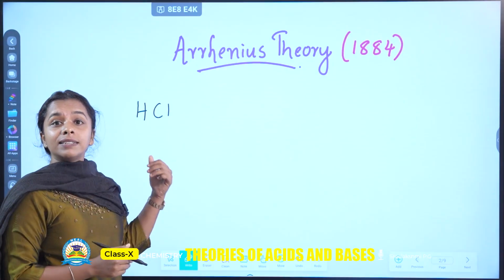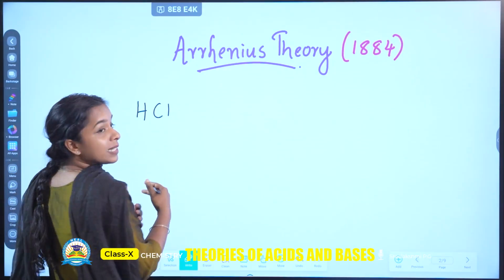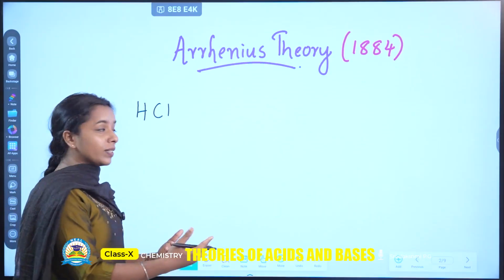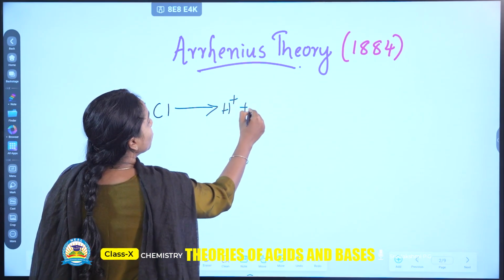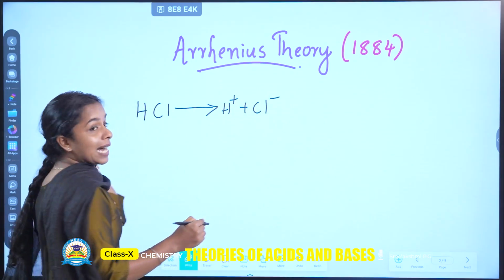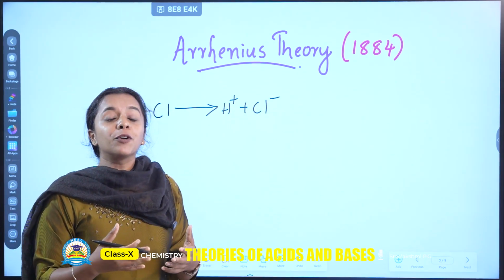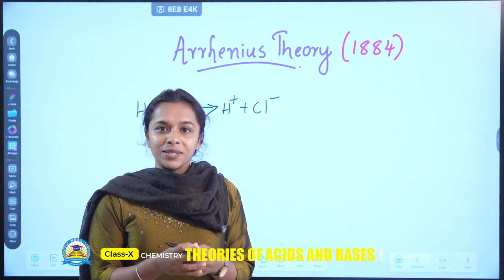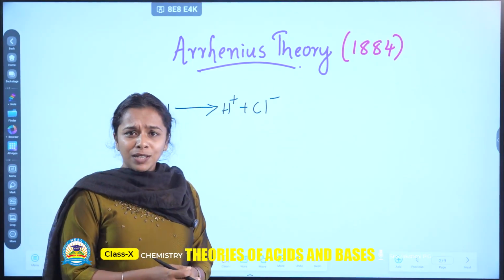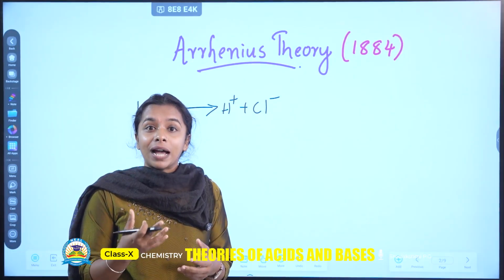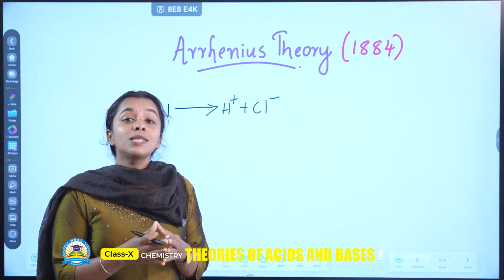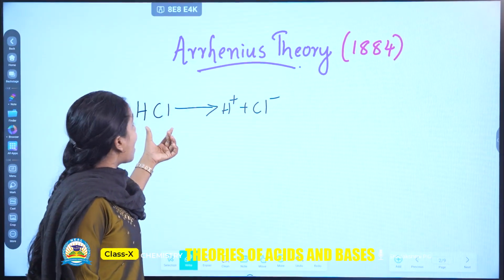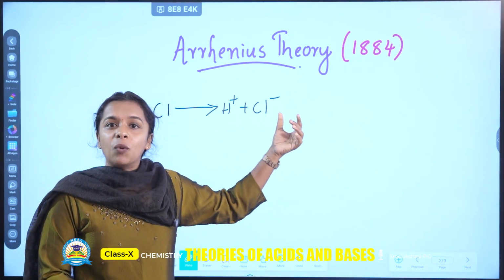So let us consider one acid, that is HCl. Okay, when you dissolve this HCl acid into water, it ionizes to form what? H+ plus Cl-. As we discussed, acid will produce what? H+ ions. That is what Arrhenius said. So the definition which we are using for acid was given by whom? Arrhenius. Arrhenius said that acids will produce H+ ions when dissolved in water.